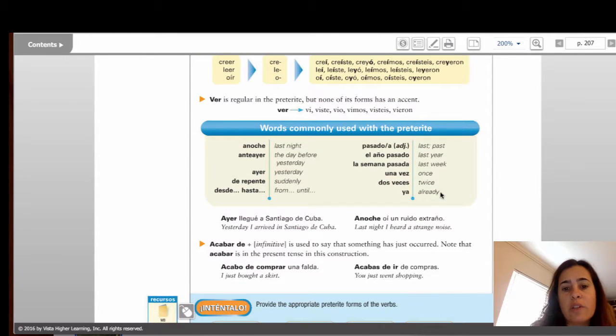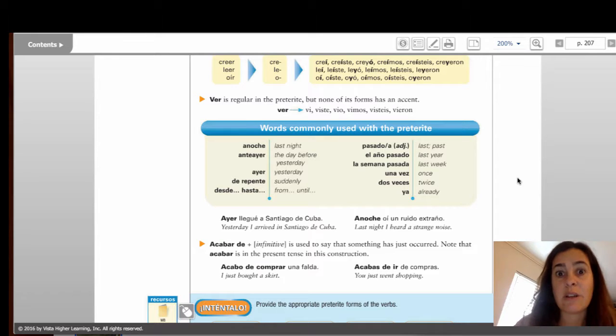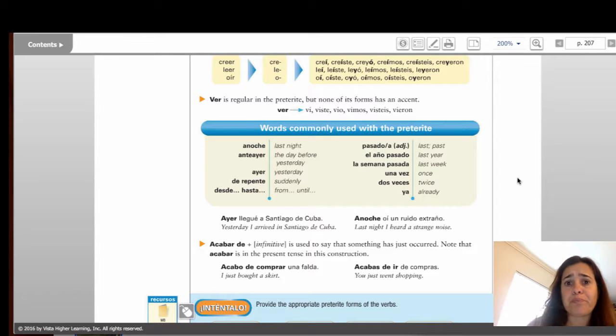And then the words commonly used with the preterite are anoche, anteayer, ayer, de repente, de, hasta. Of course, it makes sense because I'm telling you that this tense is being used to talk about specific points in the past. So if you say last night, you're referring to a specific point of yesterday. So that is what is a trigger of this kind of verb, of this tense.